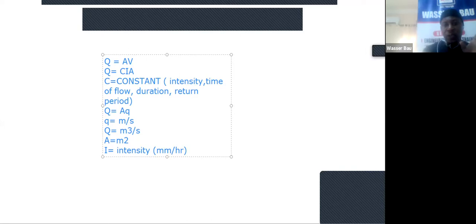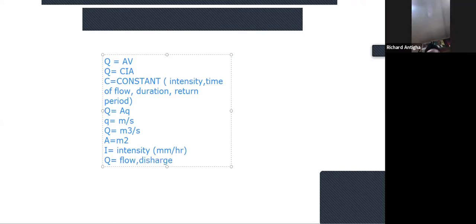So I think I've defined it: C is a constant, A is the area, Q is discharge. Now, this discharge can be used interchangeably. Most times you see people say flow, somebody says discharge. It's the same thing.